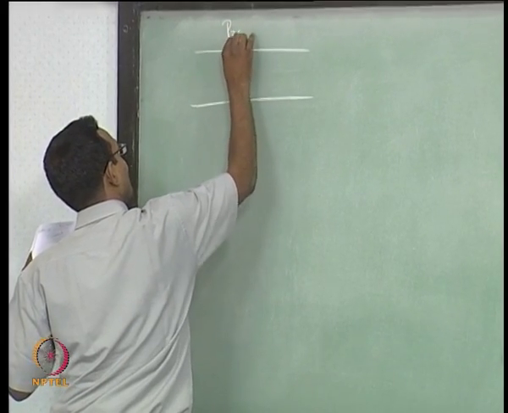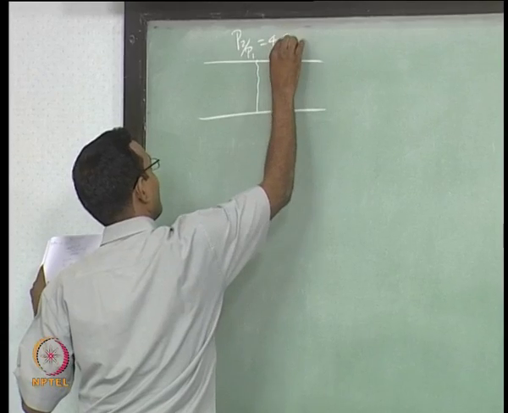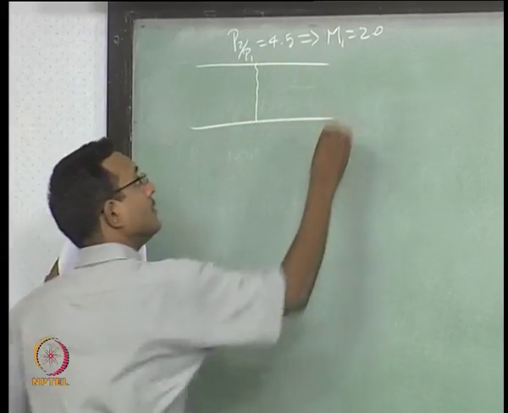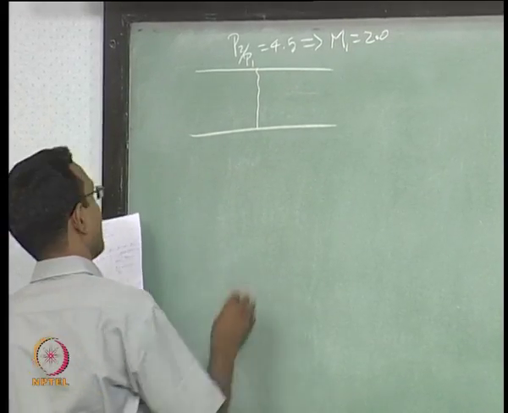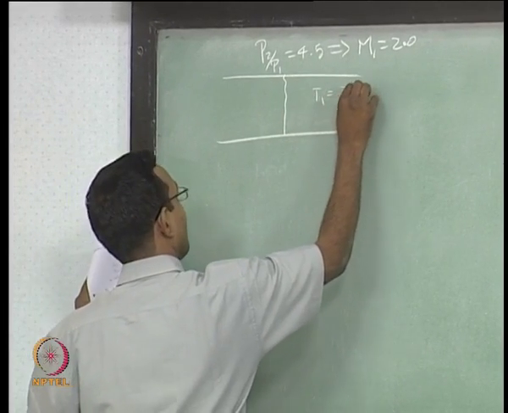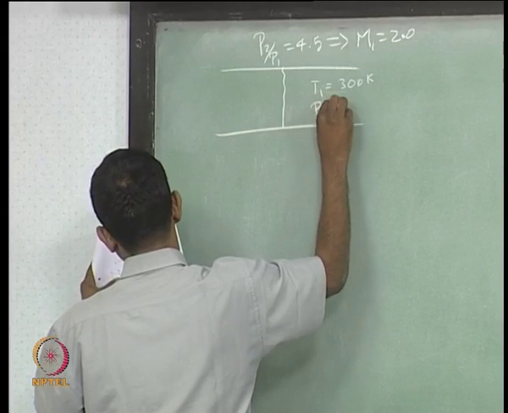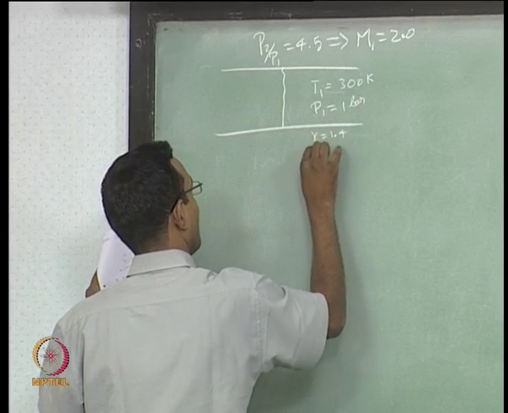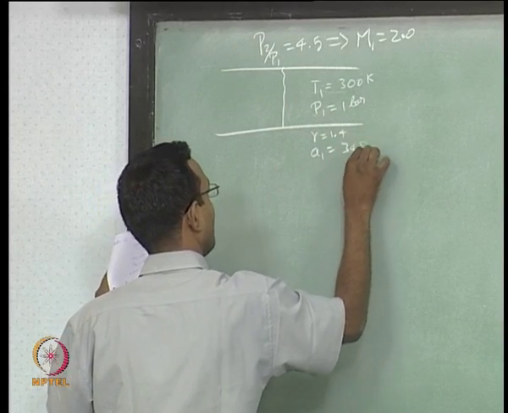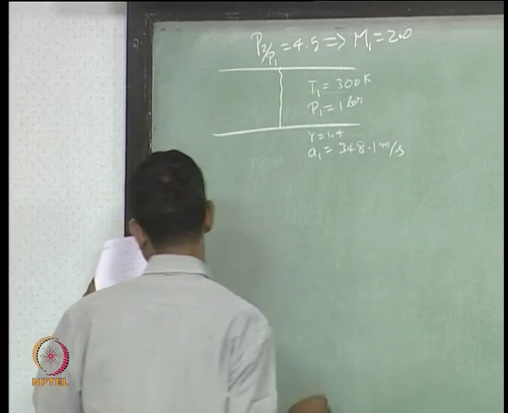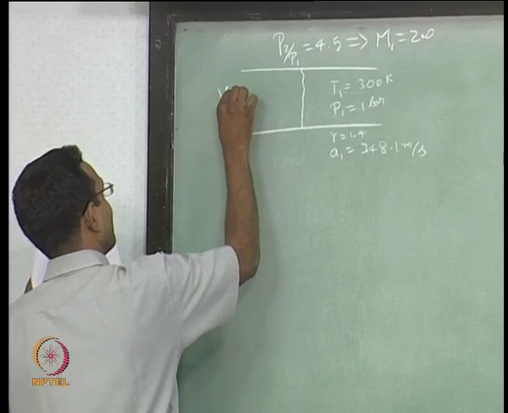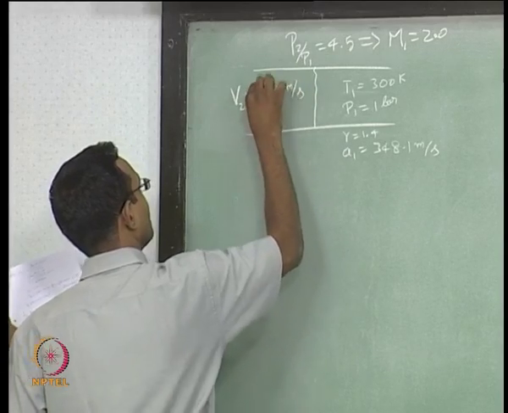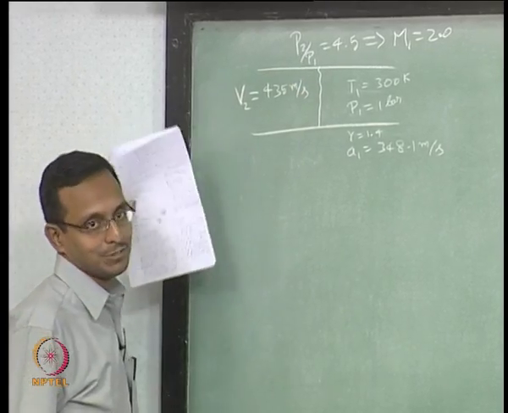I was given P2 by P1 in problem A to be 4.5, which immediately gave me my M1 was 2.0. Okay. And we had T1 equal to 300 Kelvin, P1 equal to 1 bar, gamma equal to 1.4, A1 equal to 348.1 meter per second, and we found that time we were interested in finding V2, which was 435 meter per second. This is what we were interested in that time. We solved this and we said that is the answer.